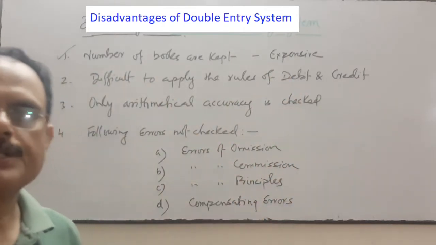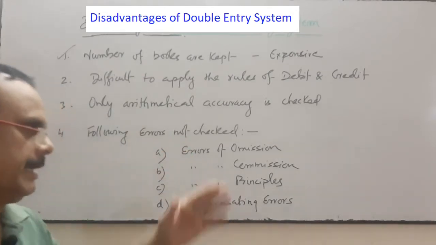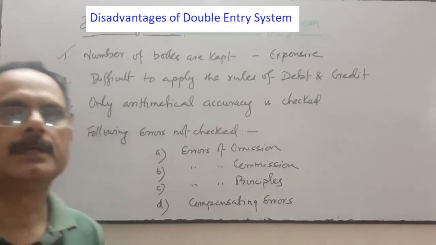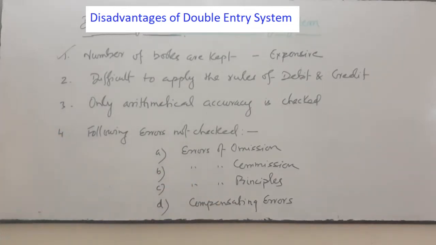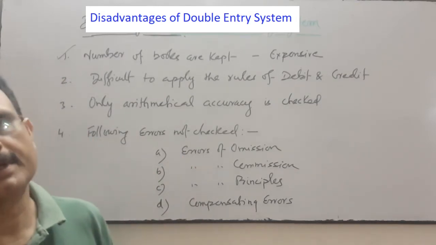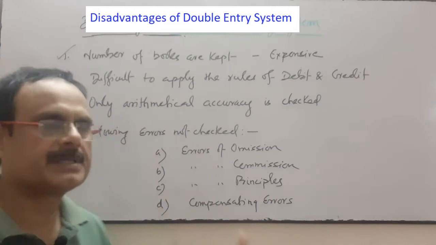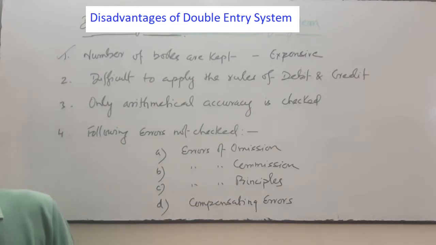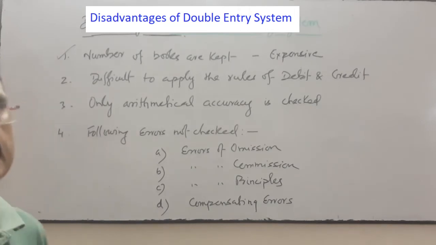Other errors are not checked, like the errors of commission, error of omission, error of principal, and compensating errors. Error of omission means if any transaction is forgotten to be recorded, then that cannot be checked. Error of commission means if the wrong amount is recorded in the books of account, that cannot be checked. Error of principal means failing to discriminate between revenue expenditure and capital expenditure, revenue income and capital income, then that type of error cannot be checked. Compensating errors means when one error neutralizes the effect of another error with the same amount, then that cannot be checked. Okay, these are the demerits or disadvantages of the double entry system.